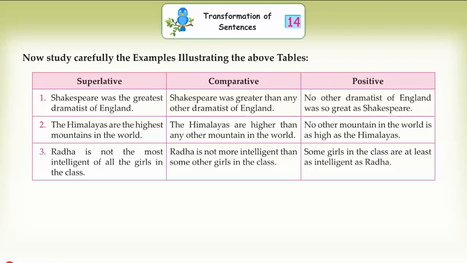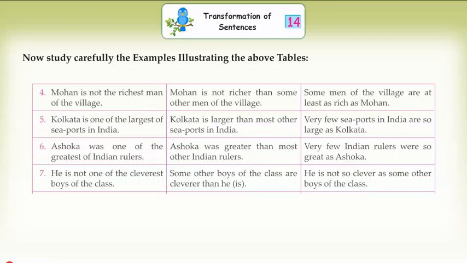3. Radha is not the most intelligent of all the girls in the class. Radha is not more intelligent than some other girls in the class. Some girls in the class are at least as intelligent as Radha.